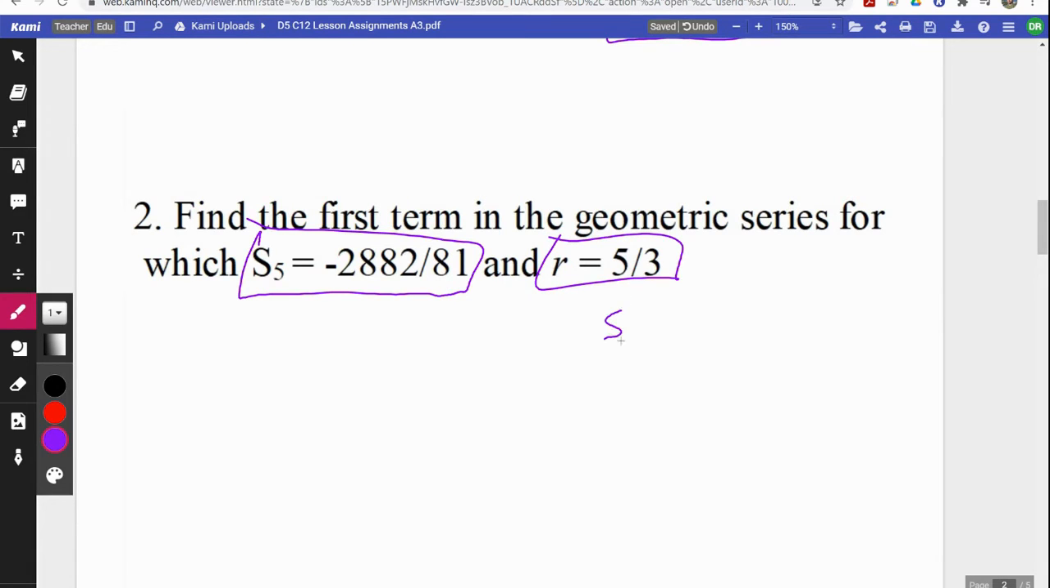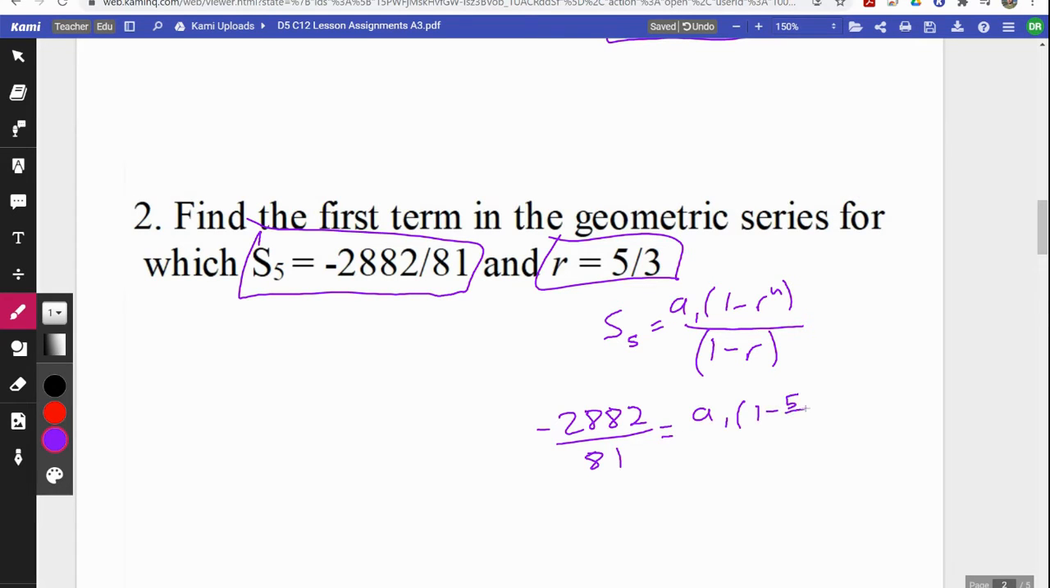If we were doing S sub 5, here's the formula. And fill in what we know. Negative 2882 over 81 equals a sub 1, don't know it, times 1 minus 5/3, and that is raised to the 5th power. Why 5th? Because that's what n is, the amount of terms.